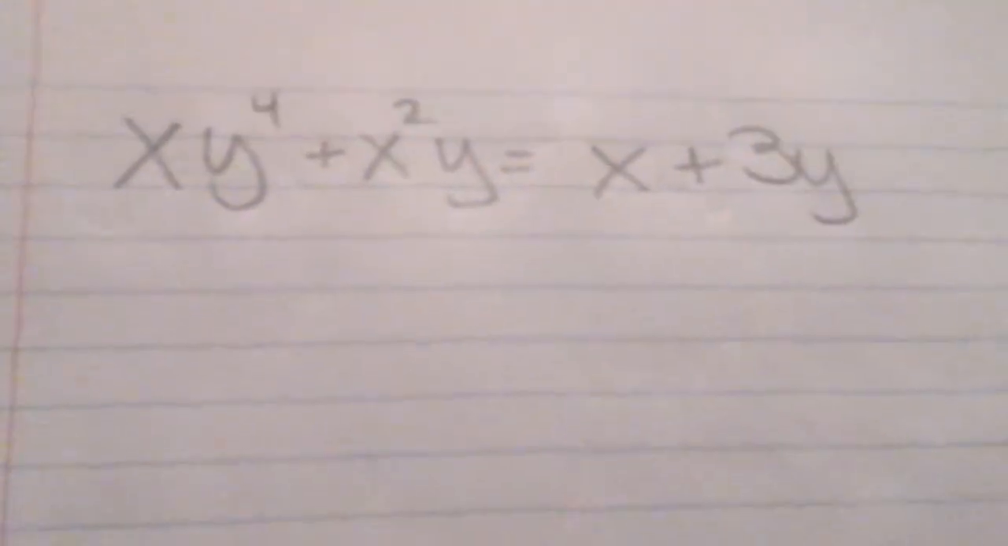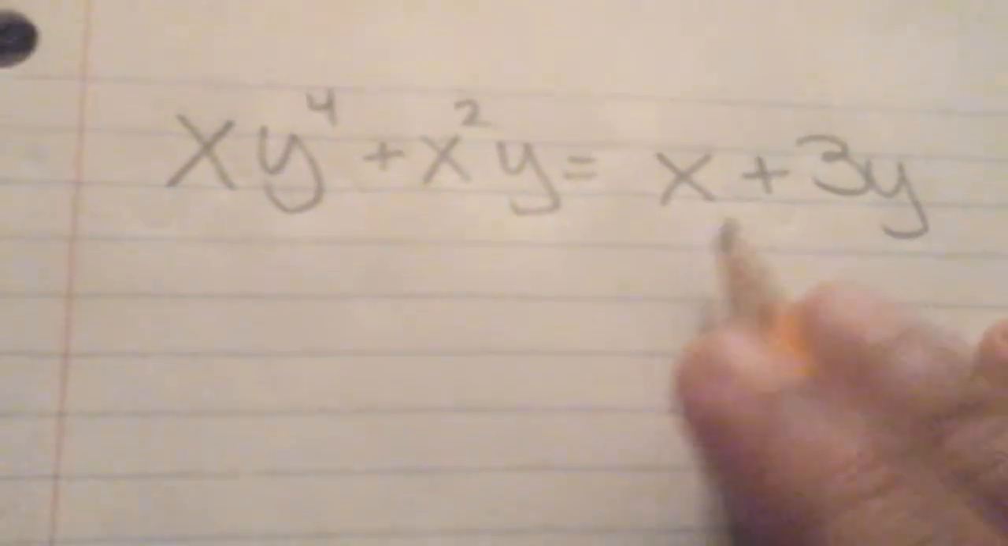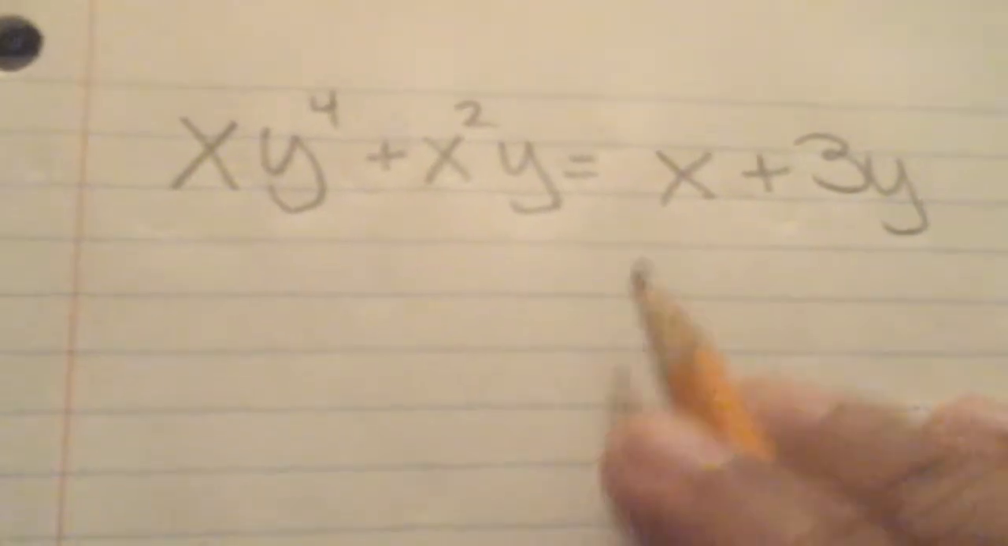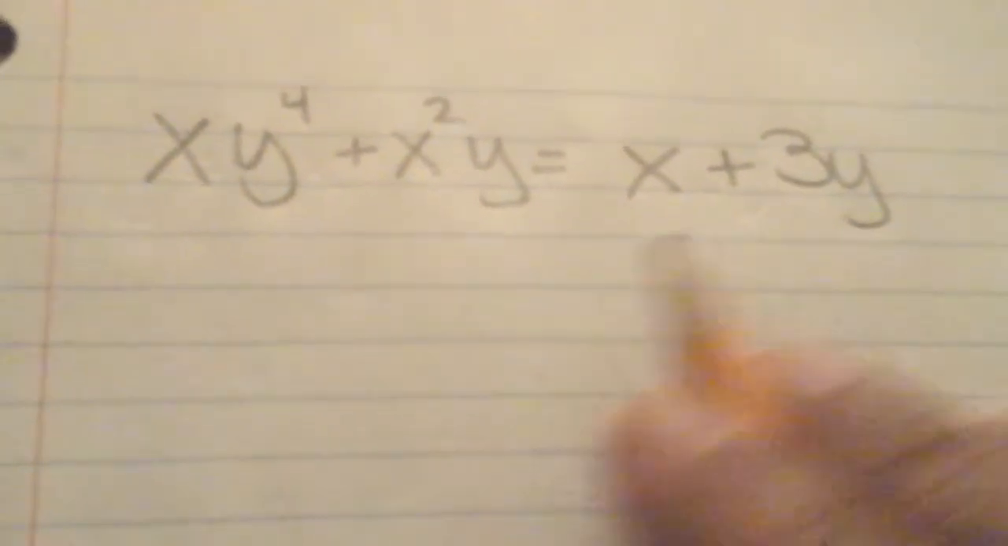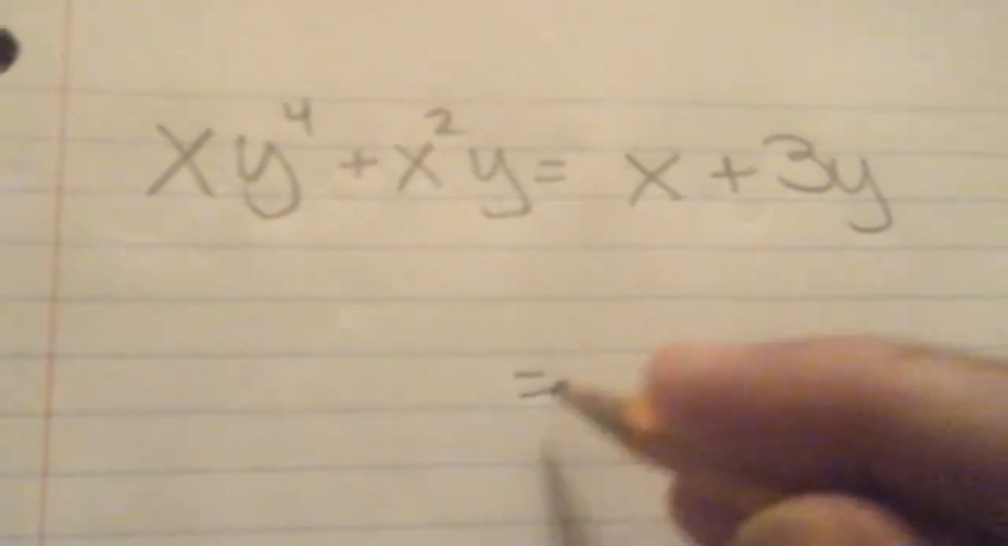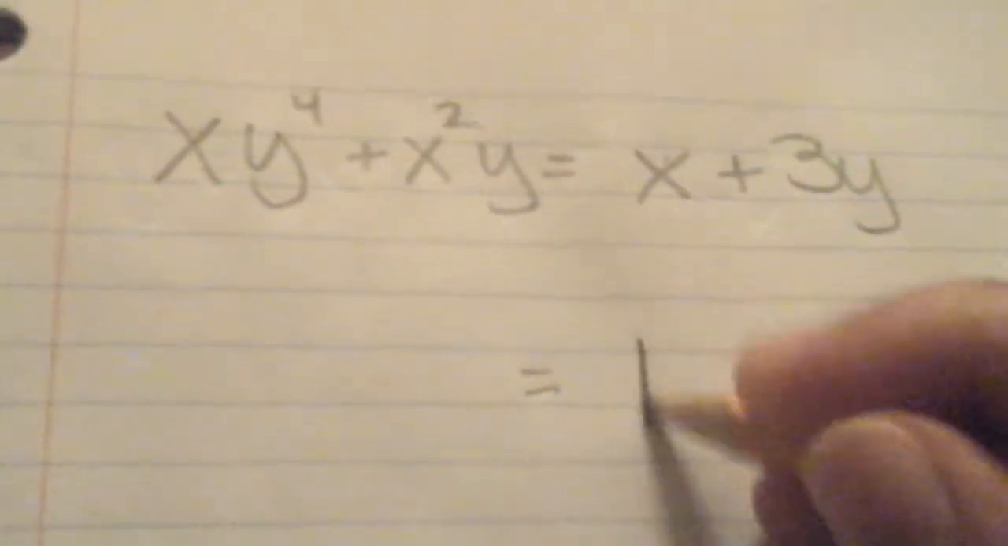So for a question like this, we're going to have to use something called implicit differentiation. And we're going to have to set up a dy dx. We have to identify each one of these individually. So when we derive x, we're just going to get 1.